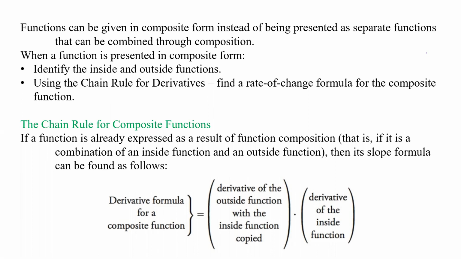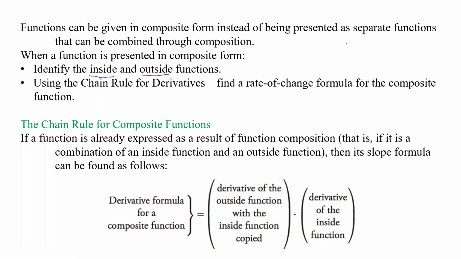So these are already composed and we're going to have to decompose them, basically. When a function is presented in composite form, what we need to do is identify both the inside and the outside function. So that's going to be key. We have to determine what's inside and what's outside. And then we're going to use the chain rule for derivatives, and that way we can find a rate of change formula for the composite function.